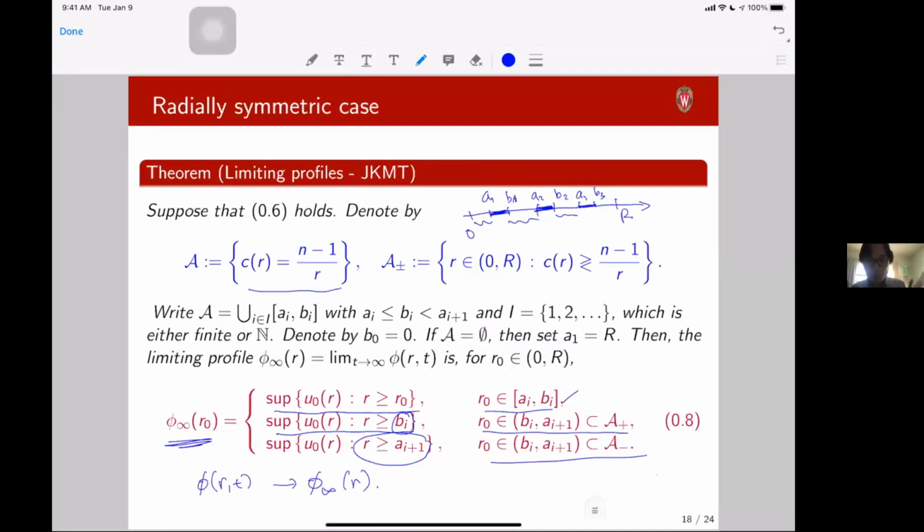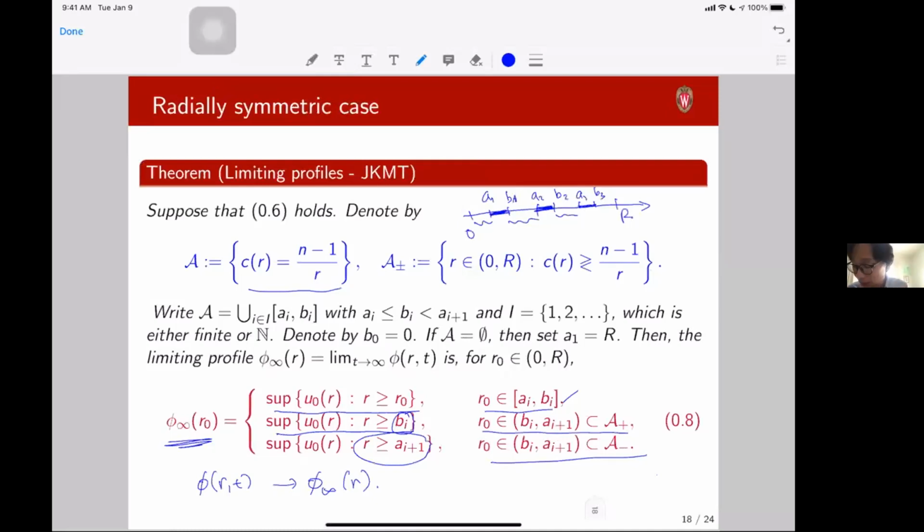Of course, it's always the case that understanding the limiting profile and large time behavior is important to us. And the simplest thing we can always do is look into the radially symmetric setting, because the other setting we haven't understood yet. But even so, this radially symmetric setting already gives us an interesting phenomenon.